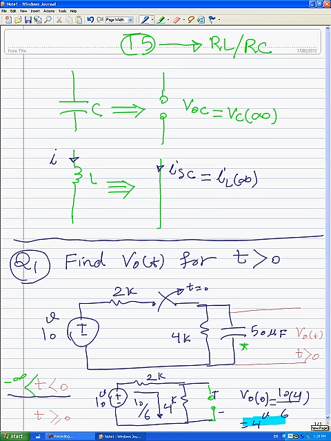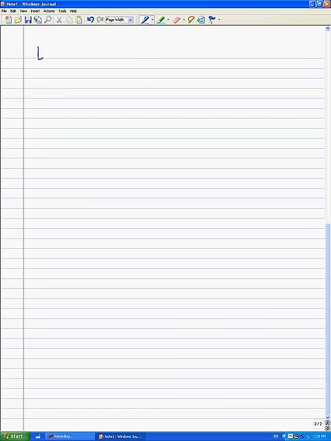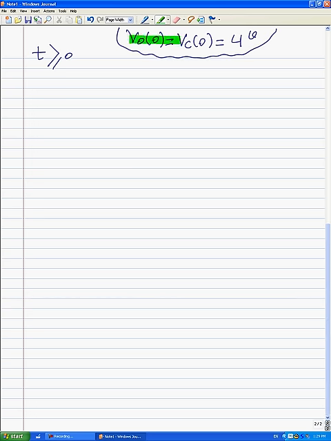Now we want to discuss t greater than or equal to zero. For this part, we found v out at zero is equal to vC at zero, which is equal to 4 volts. This is the final answer for the previous part. Now we want to discuss t greater than zero. In this domain, the switch is open. That's why the circuit is like this.